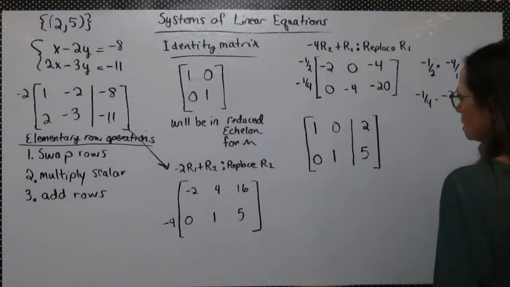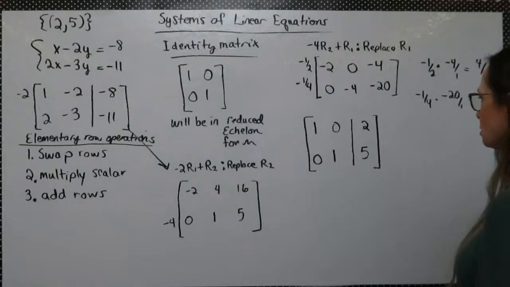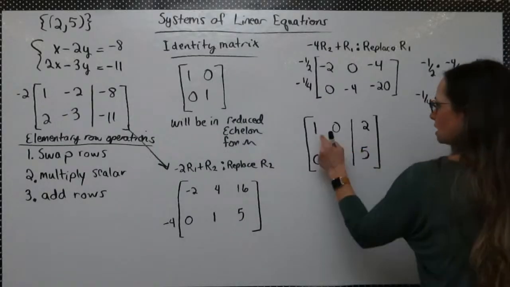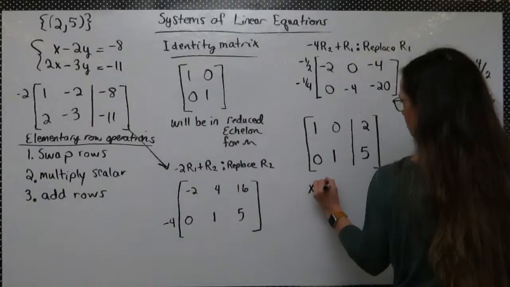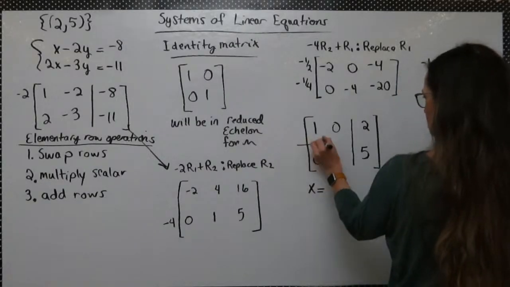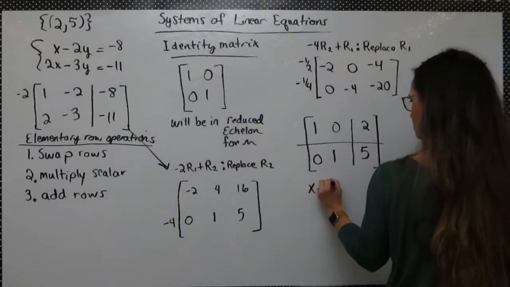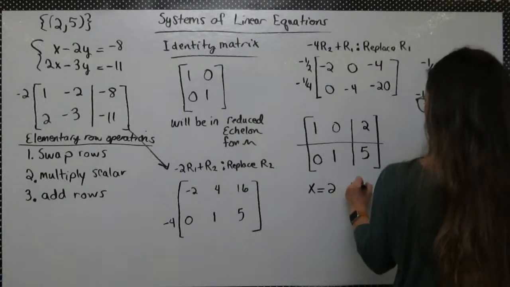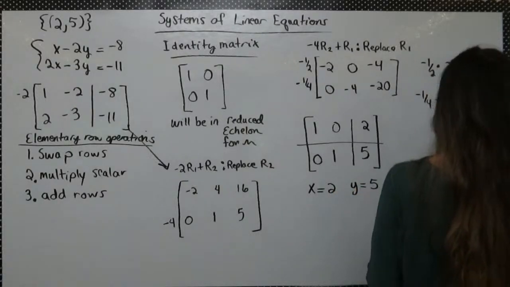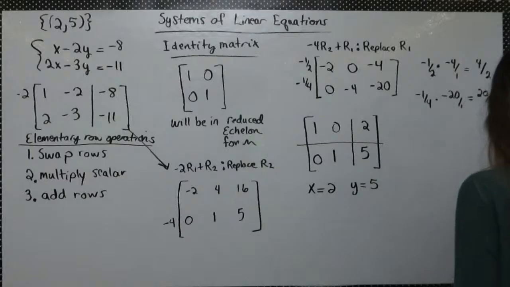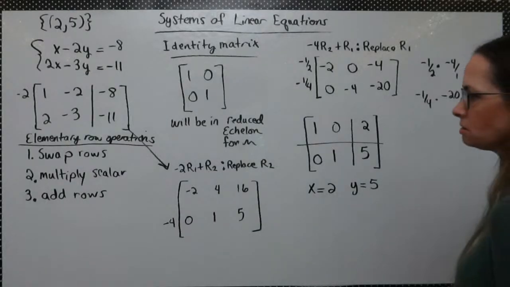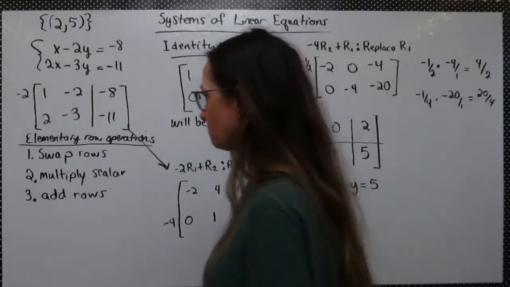So it looks like we have found our solution. We'll say x equals 2. And then the second row would be the y, so y is going to equal 5. So this is a very simple example of how you would use Gauss-Jordan elimination to solve this system.